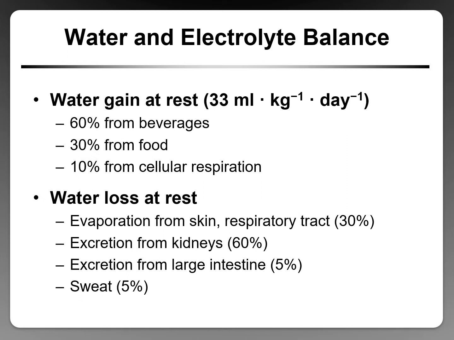You're going to gain water at rest in a variety of different ways. You have about 33 milliliters per kilogram per day that is recommended to take in. 90% of that is coming from the things you take in, like food and drink, but 10% is actually coming from cellular respiration, where you're breaking down carbohydrates and fats, maybe even proteins for energy. And the byproduct of that, those hydrogen ions combining with oxygen, is water. So you'll actually gain water just by normal cellular respiration. You will have water loss at rest coming from evaporation in the skin, but most of this is going to be coming from excretion in the form of urine coming from the kidneys. You have excretion also from the large intestine and from sweat, but this is at rest.